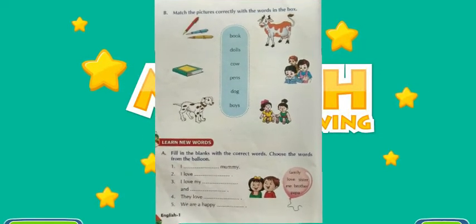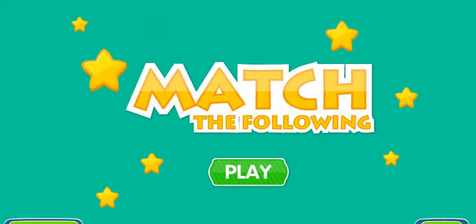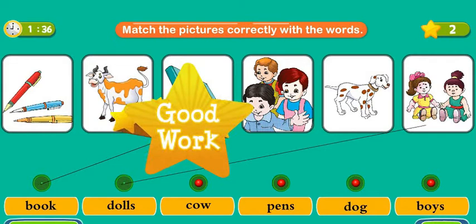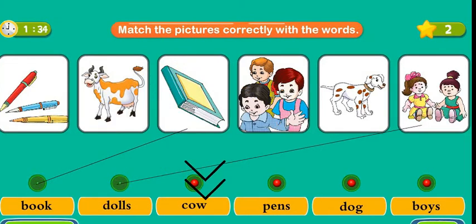Now you will match the pictures correctly with the words in the box. So see, here some pictures are given. First is B-double-O-K, book. And book is here. The next is D-O-double-L-S, dolls. Dolls matlab zyada dolls hai, right? So here are dolls. C-O-W, cow. And the cow is here.